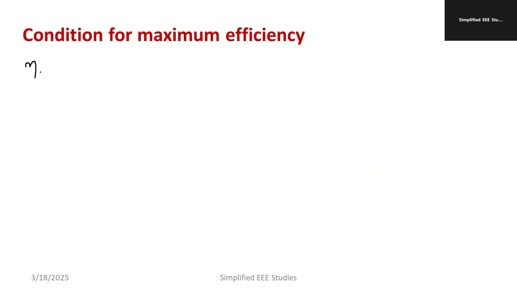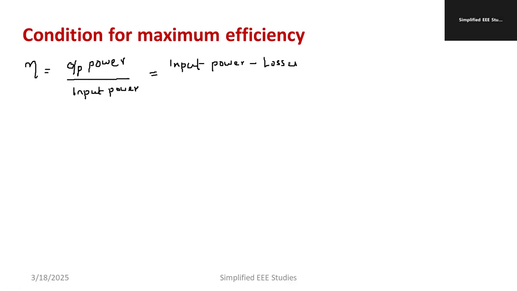You can write efficiency equal to output power divided by input power. If you want, you can multiply by 100 and write it in terms of percentage. That's okay. Output power can be written as input power minus losses, divided by input power. I think it's clear to everybody.